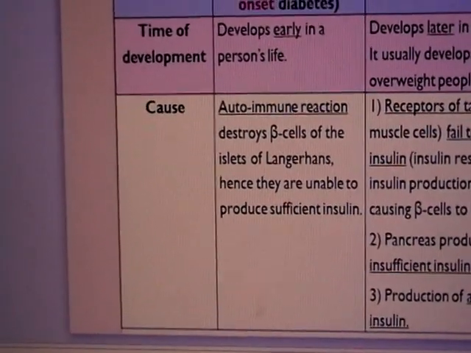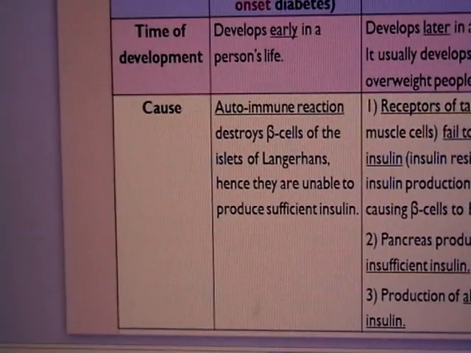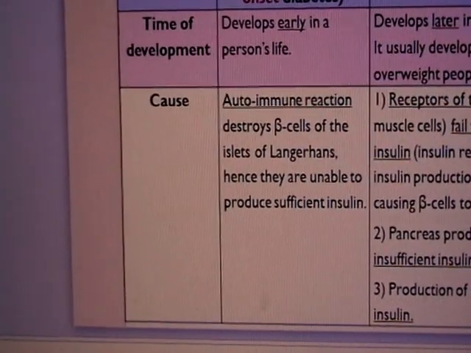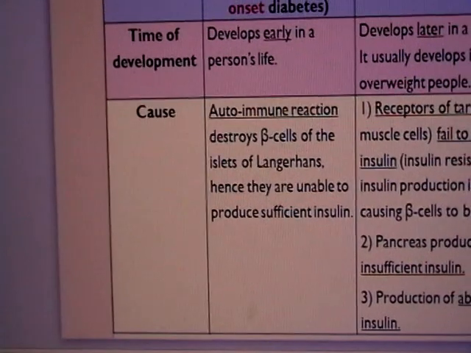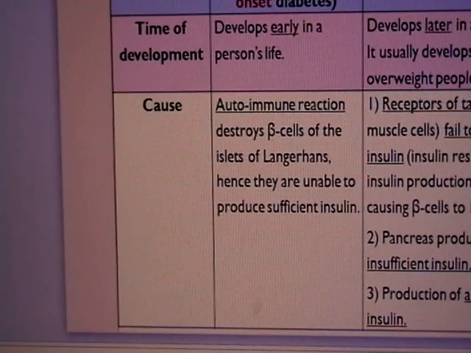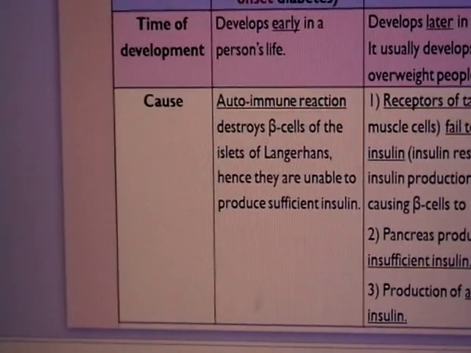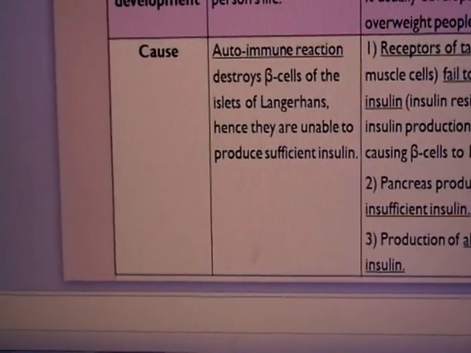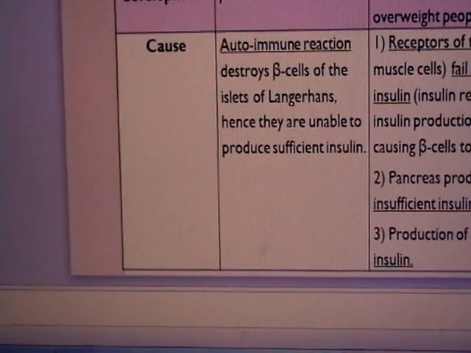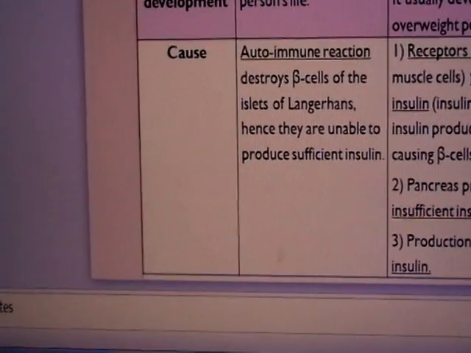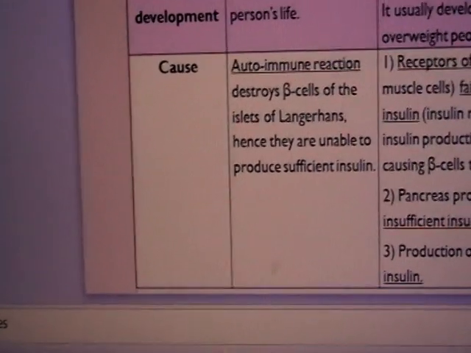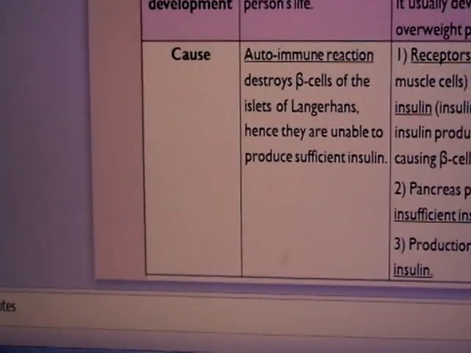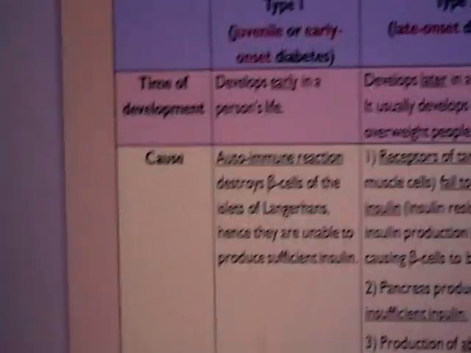The main cause is this: it is an autoimmune reaction. What do we mean? Our own immune system attacks and destroys our own beta cells found in the islets of Langerhans. Therefore, insulin production will be affected. Our body cannot produce enough insulin. So, due to the lack of insulin, blood glucose level cannot be regulated.